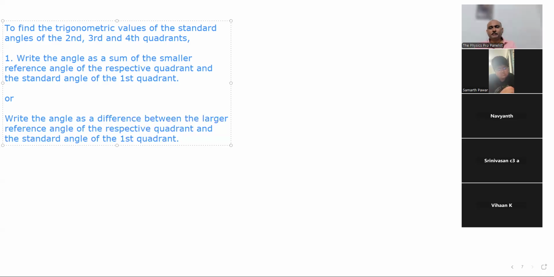Okay, so I'll just explain this rule to you. All of you, please don't write beta. Nobody needs to write anything, just keep listening carefully. If I want to find what is sine 120 degrees, please pay attention.